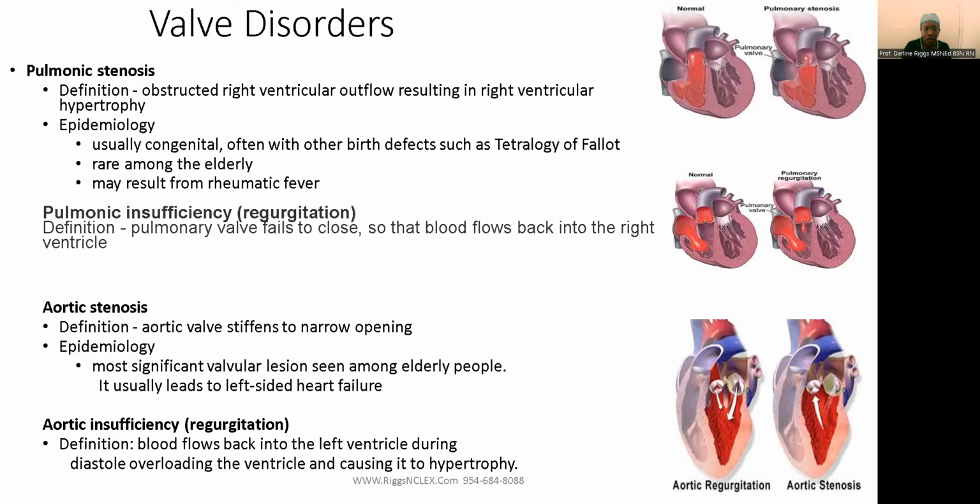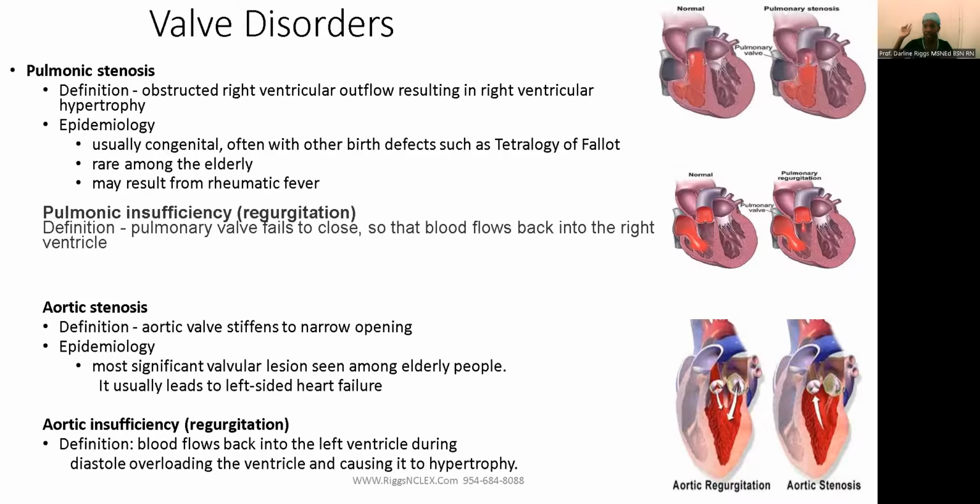Okay, so pulmonary valve, if there's pulmonic stenosis, that would be the pulmonary valve. There's going to be obstructed right ventricular outflow, which will cause a right ventricular hypertrophy. Because remember, here's the pulmonary valve. You can see my cursor right there. That valve is stenosed. So the blood is supposed to keep going into the lungs from that valve. It's not able to do that.